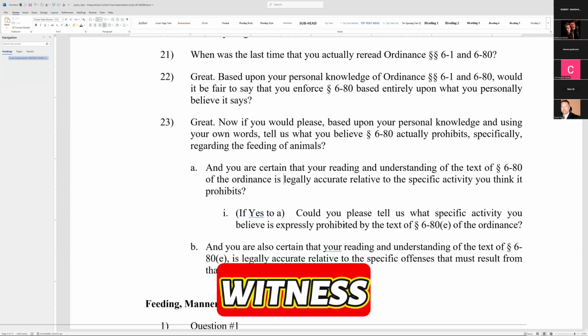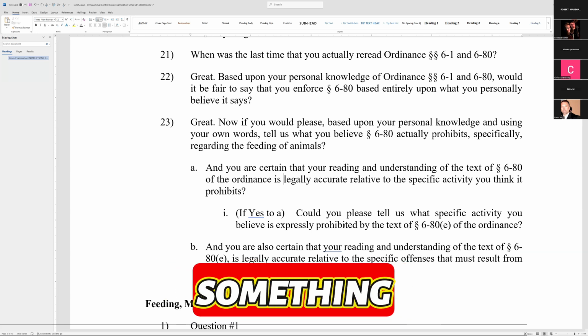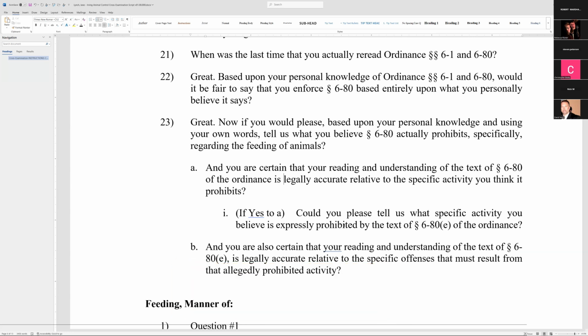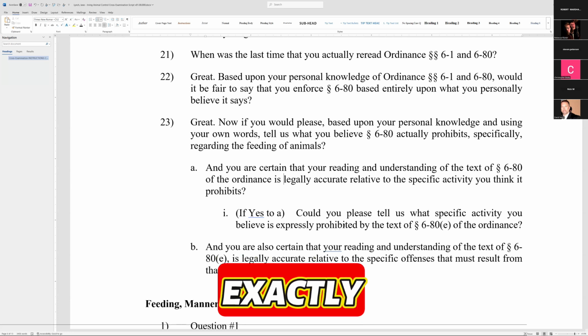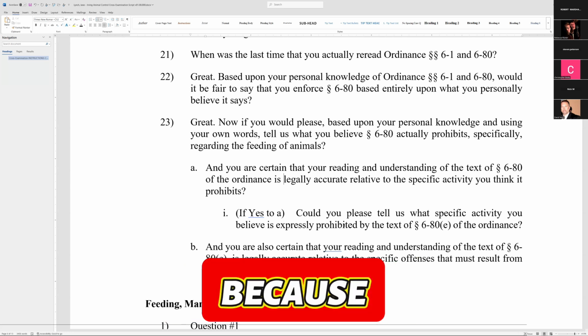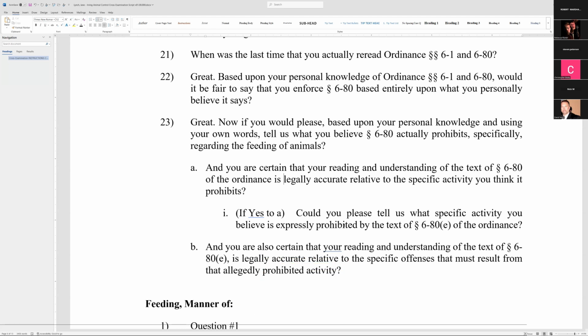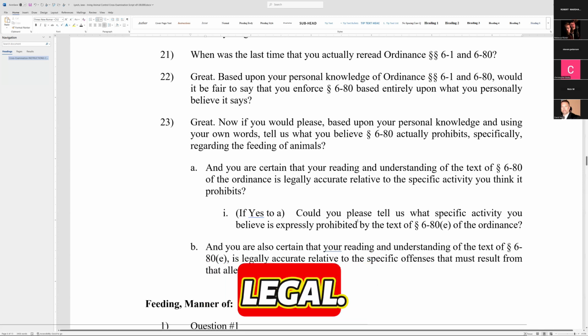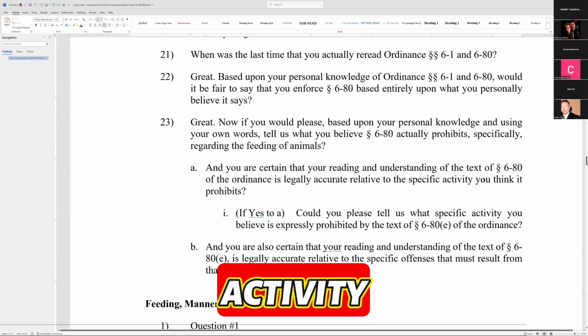Well, remember, if the witness testifies that they know and understand something, right? And that something happens to be an ordinance, and they clearly testified they know exactly what it means and how it applies, right? Okay. And they cannot say that they do not understand it from a legal perspective because it is supposedly a law, right? Their interpretation of what it is, it not necessarily meaning it's legal. That's why we ask them, are you certain that your reading and understanding of the text is legally accurate relative to the specific activity you think it prohibits?